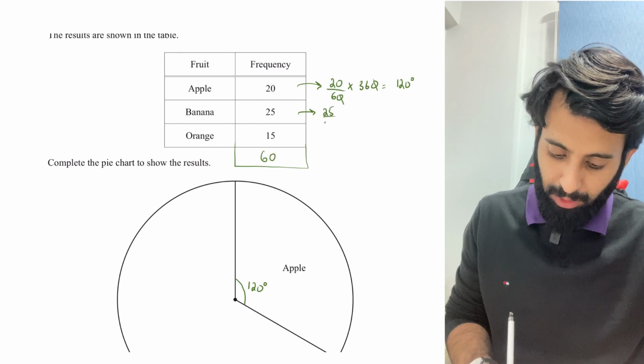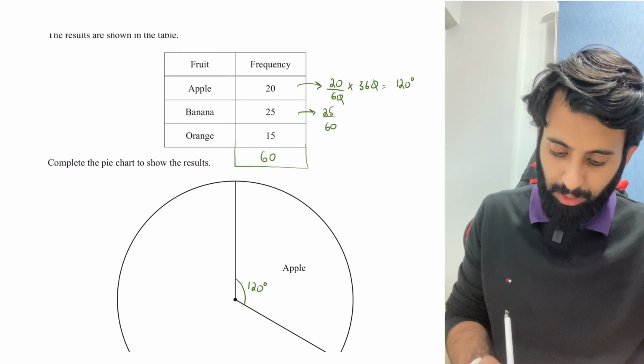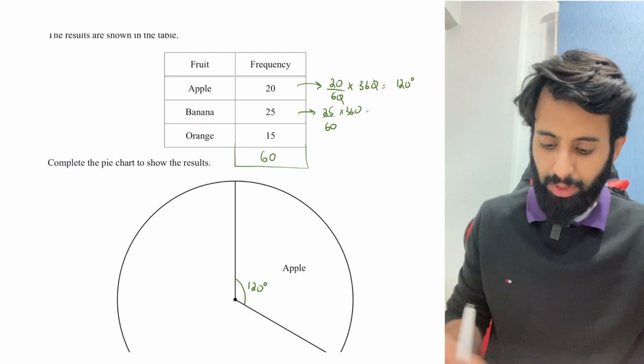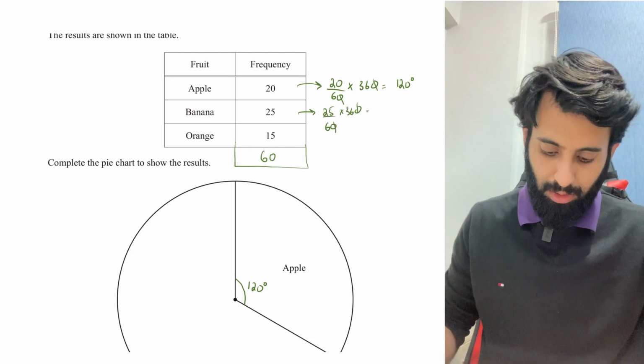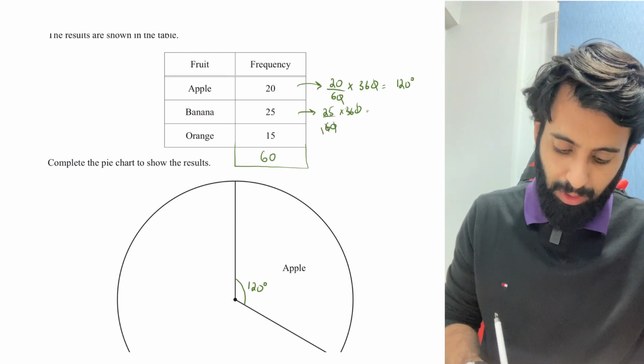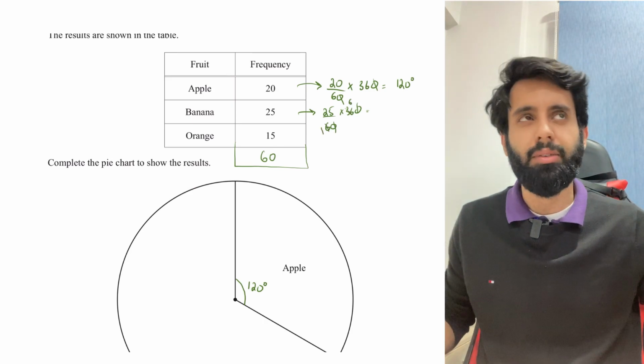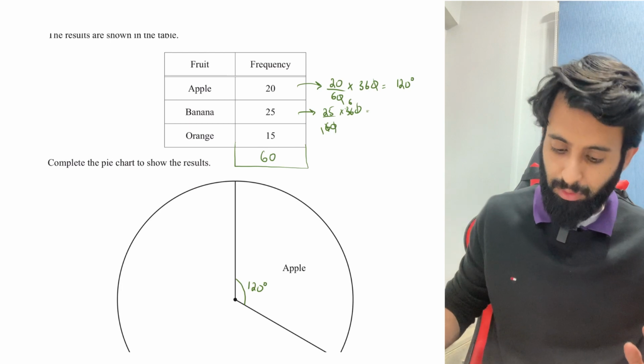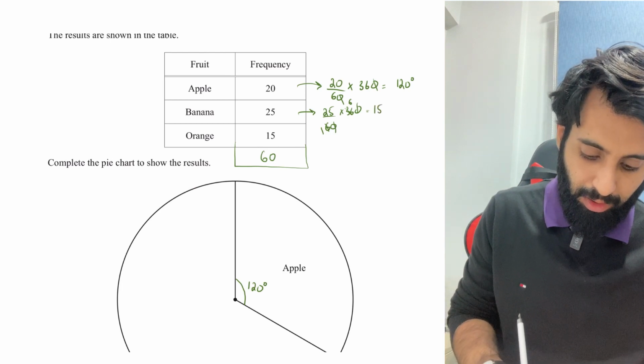So we do 25 upon 60, since that's what the total is, and times it by 360. Let's just do it the way it's meant to be. So 25 times 6, so 25 times 4 is 100, 25 times 2 is 50, so 100 plus 50 is 150 degrees.